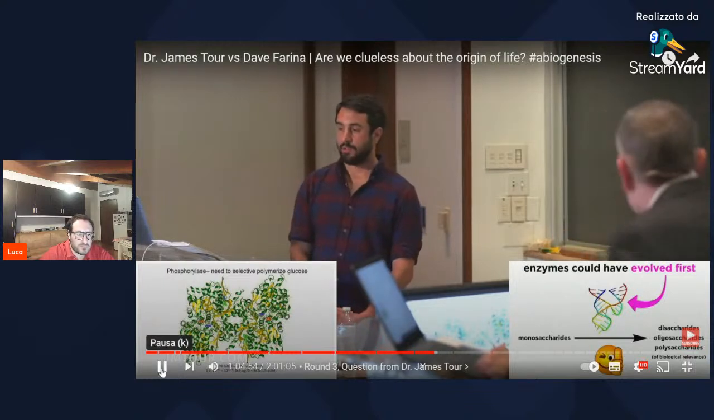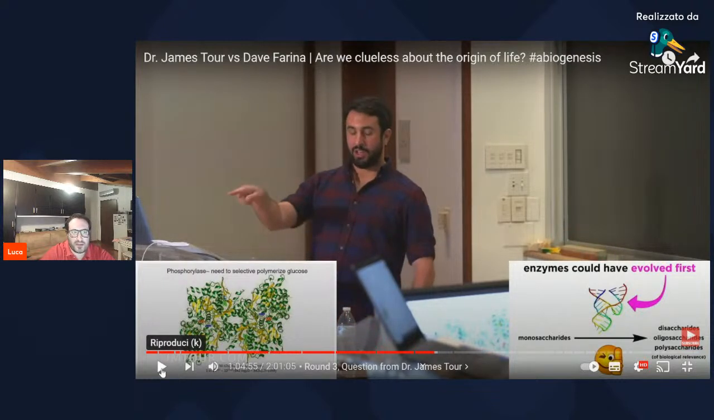Possible scenarios. To be clear, the first organism would not need sugars to survive. So you need things like that when you have macroorganisms, animals, multicellular animals. For the first steps of life, no, you do not need anything like that.